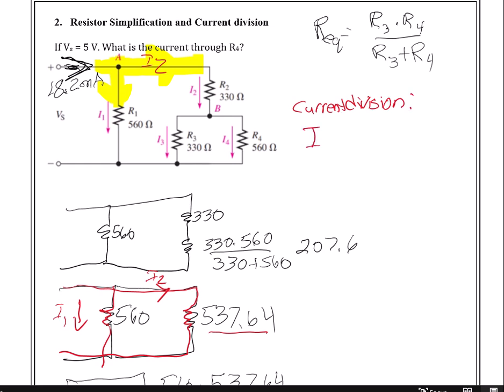if I want I1, I take my total current, which was 18.2, and I multiply it by the other resistance. So I'm looking for I1, which is going through the 560 ohm. I take the other resistance, which is 537.64, over the sum of the two resistances. So that's 560 plus 537.64. And if I do that, I believe I get 9.3 milliamps.